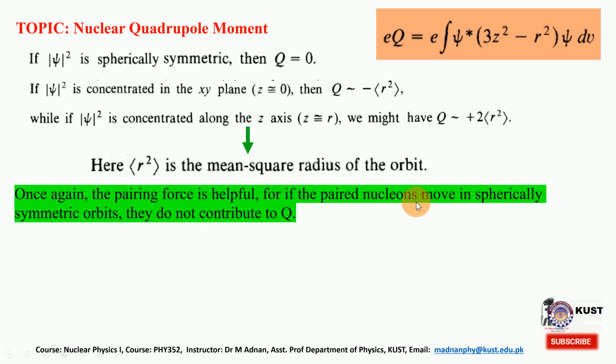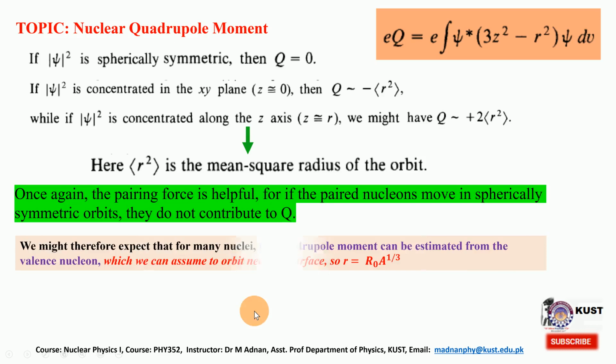If the paired nucleons move in spherically symmetric orbits, they do not contribute to the quadrupole moments. Once there is deviation, then we will have a non-zero quadrupole moment. But this is a rough statement. At the end of this lecture, you will see that this is not always the case, that only the unpaired nucleon can give rise to these moments, but the situation is somehow complicated.